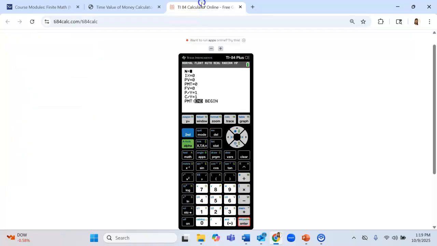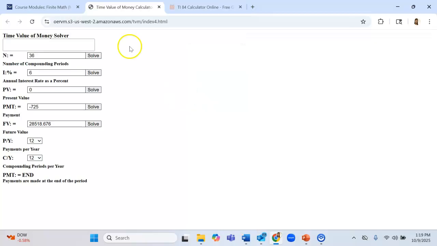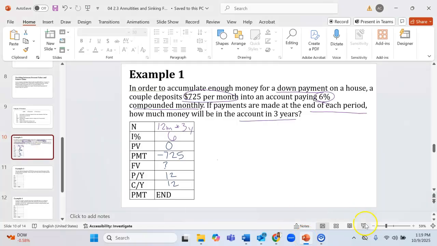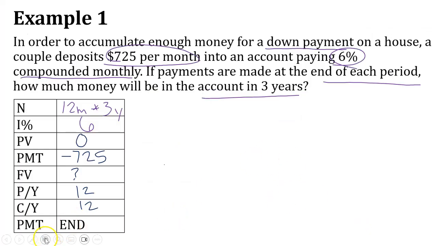For the calculator, when you go to future value, you'll go down to future value. And when you're ready to solve, you see here in the green, you'll need to click Alpha Solve. But you have to make sure that your cursor is on what you're missing. So you'll click Alpha Solve, and you will get 28,518. You want to round it to the cents place.